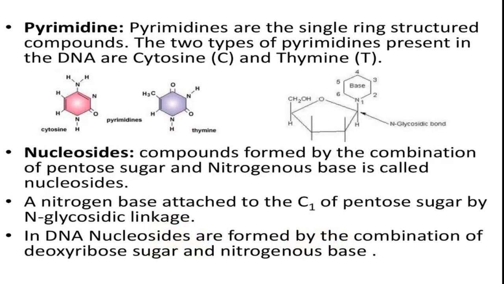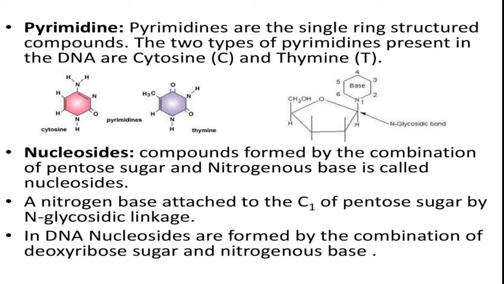The next nitrogenous base is pyrimidine. Pyrimidines are single ring structured compounds, whereas purines are double ring structured. Two types of pyrimidines are present in DNA. In the case of DNA, they are cytosine and thymine. So cytosine and thymine are the pyrimidines present in the DNA.